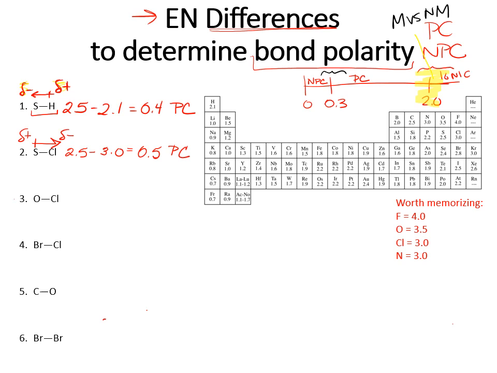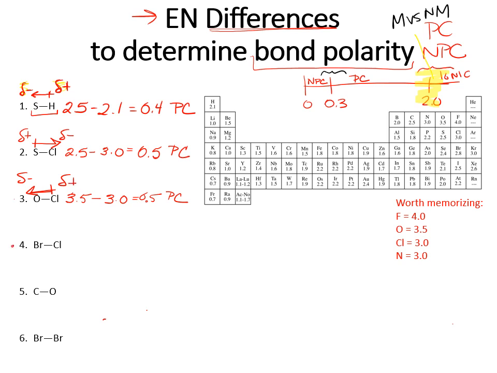Number 3, oxygen and chlorine. So oxygen is 3.5, chlorine is 3.0, so another 0.5, so it's polar covalent. This time it's towards the oxygen. Remember, we draw the arrow towards the most electronegative. The side that the arrow is drawn to, and that's supposed to be straight, is the negative side. The other side is considered the partial positive side.